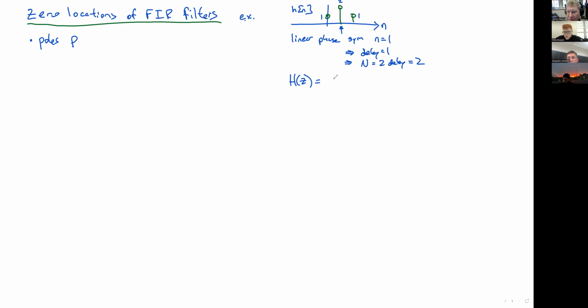Almost exactly right, except for the first one. The first one is just 1 times z to the 0, which is just 1. But the rest of what you said is right. The second is 2z to the -1 plus z to the -2. If you had a plain z in there, that would be not causal, something out here. So here's our h of z.